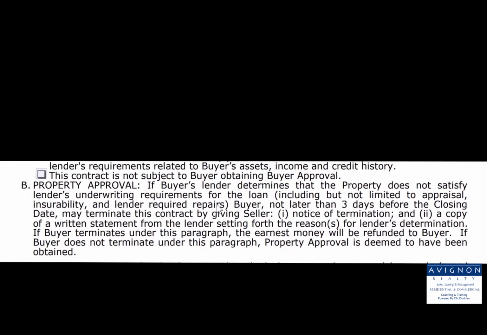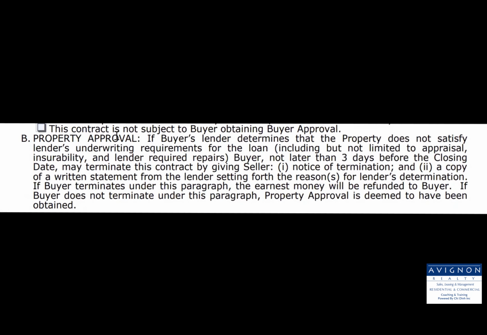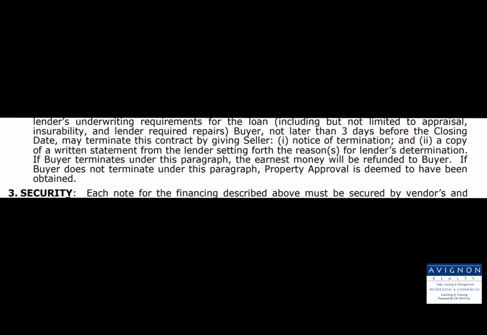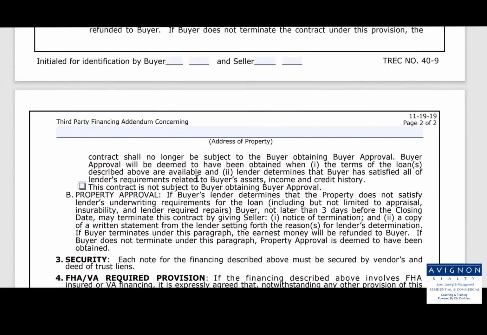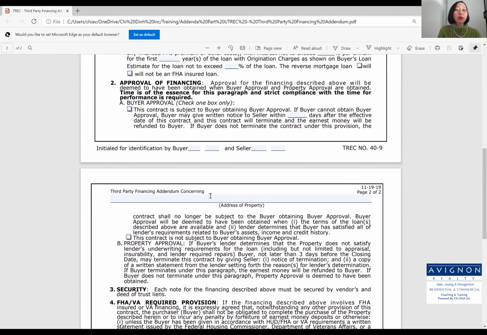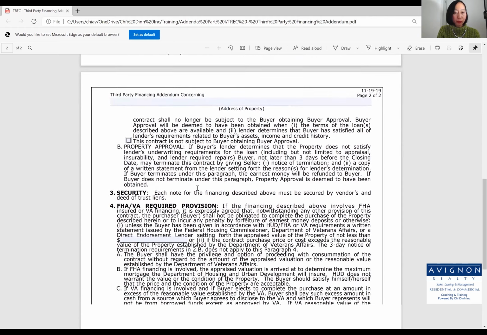And then if the buyer doesn't need financing, then this contract is not subject to buyer obtaining buyer approval. And that could be checked right here. Of course, if the buyer is approved for financing, the property also needs to be approved. If the buyer's lender determines that the property does not satisfy lender's underwriting requirements for the loan, then the buyer can terminate the contract by giving notice. Really, for this paragraph number 2, what you want to get from that is there's the buyer being approved for a loan, and then the property needs to also be approved by the lender.